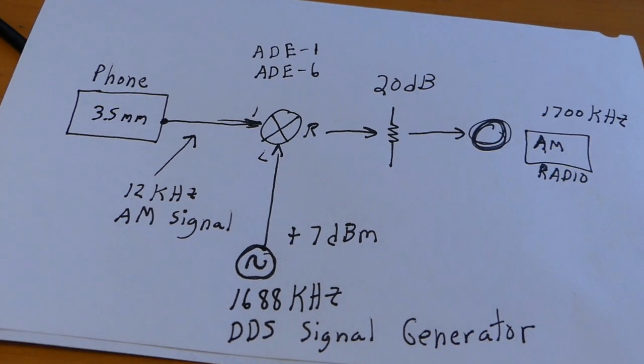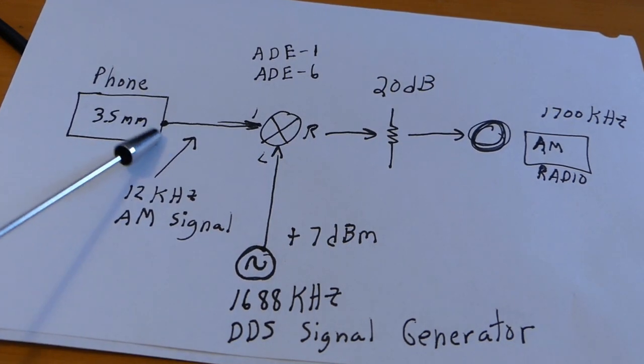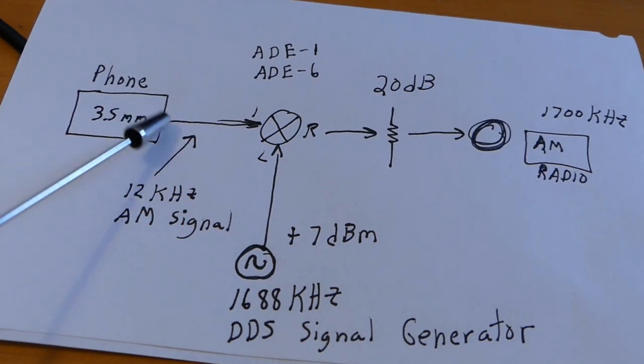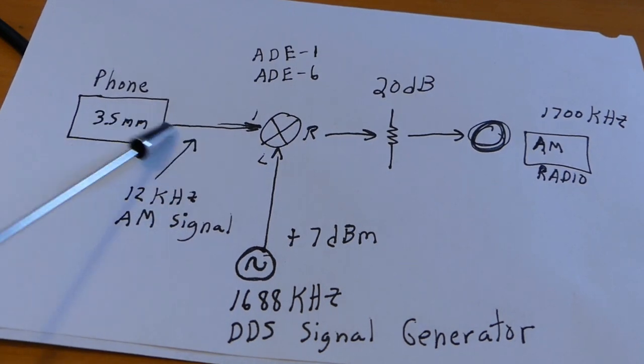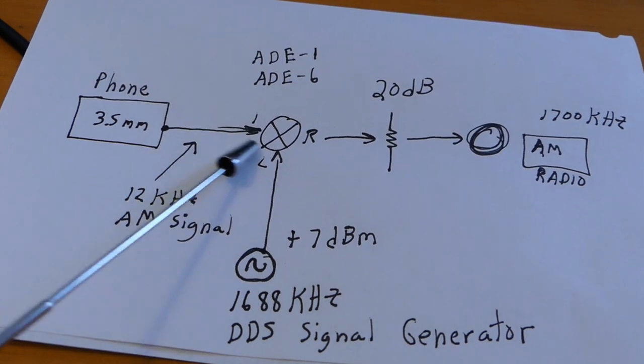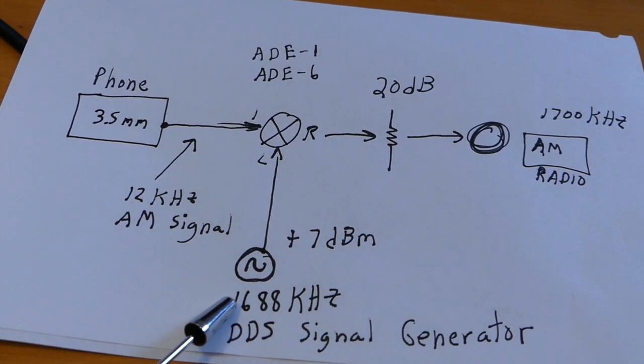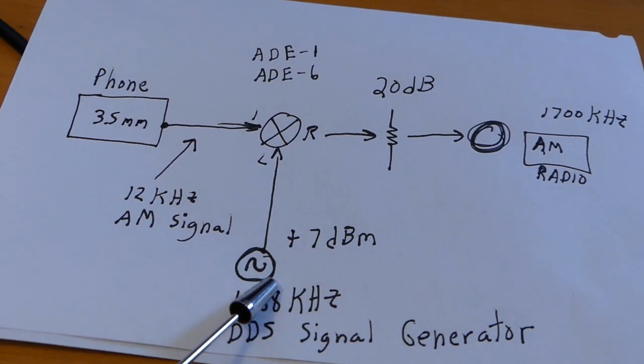Here's the gory details. Out of the smartphone is a 3.4 millimeter plug. We're only picking the left channel, and we made a special file that has a 12 kilohertz AM signal. It's going into the mixer. Down here is a 1688 kilohertz oscillator.